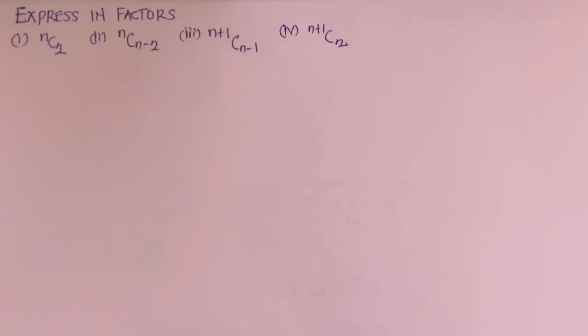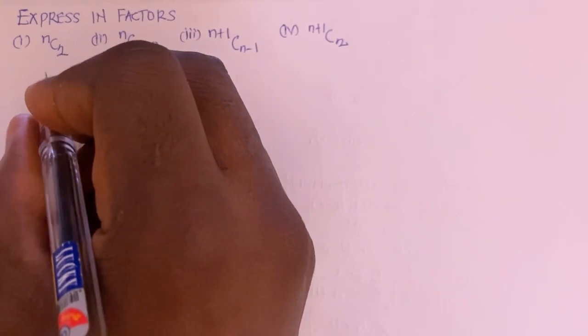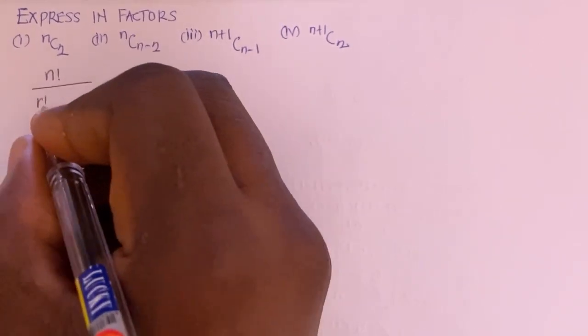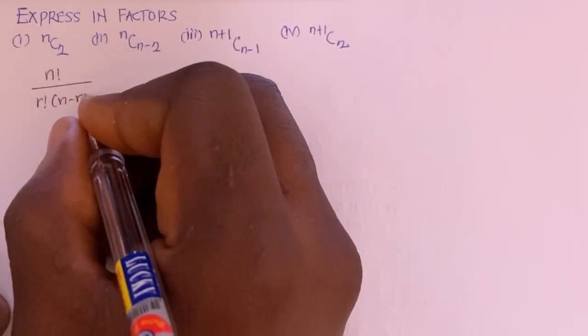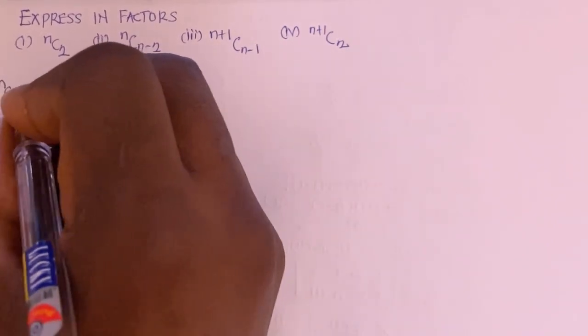Hi friends, in this video, I'm asked to express the following combinatorial expressions in factor form. The first thing we always have to do is record the formula: n factorial divided by r factorial into bracket n minus r factorial. That is whenever we have nCr, it's written as this.